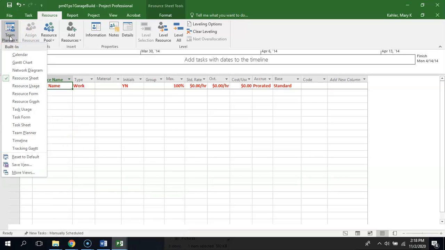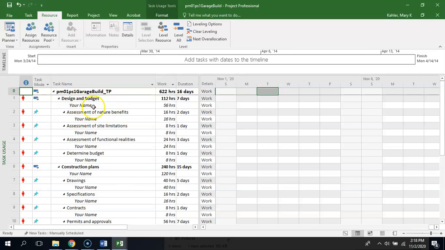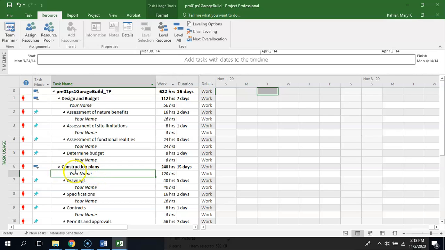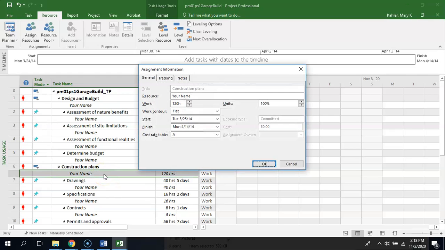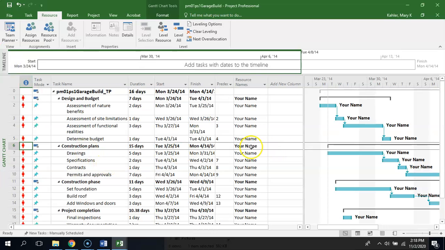So if you go to your task usage, you notice that for every single task, you have been assigned to it. And some of these are summary tasks, which doesn't make sense because we don't assign people to a summary task, right? It's just kind of a placeholder. So you're going to have to take yourself off of those. Sorry, you could go back to your Gantt chart, excuse me. And for all those summary tasks, you could just remove yourself like that, okay? Just for the summary tasks.